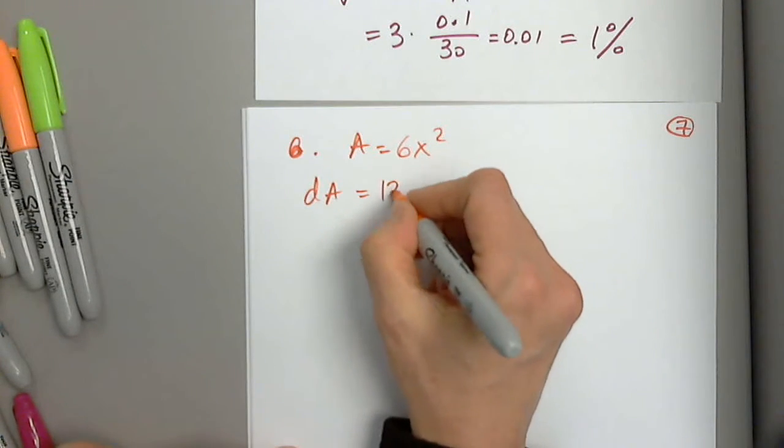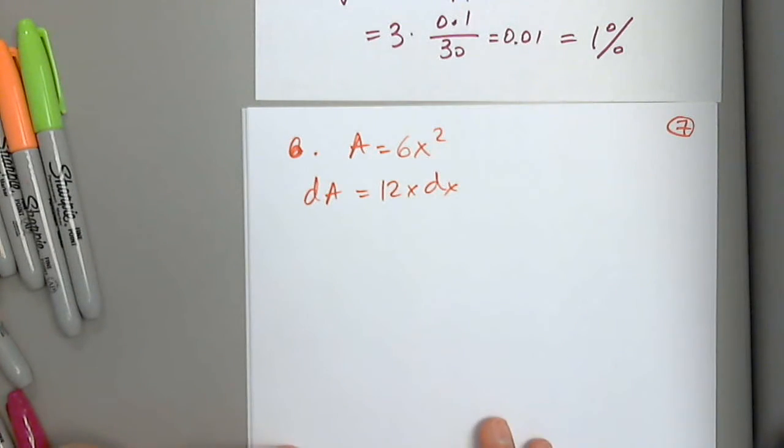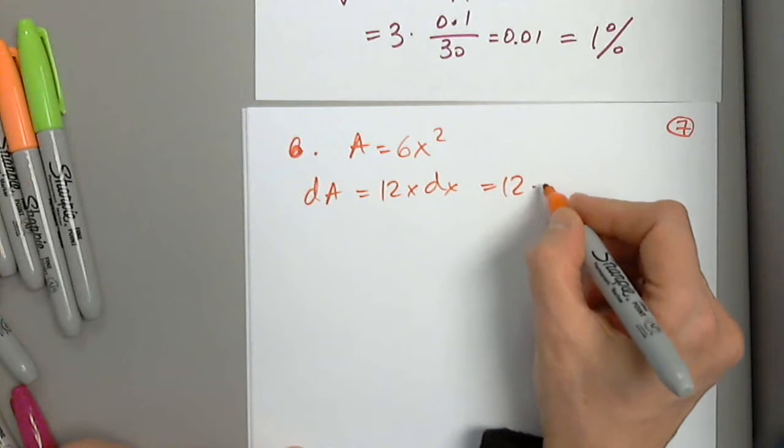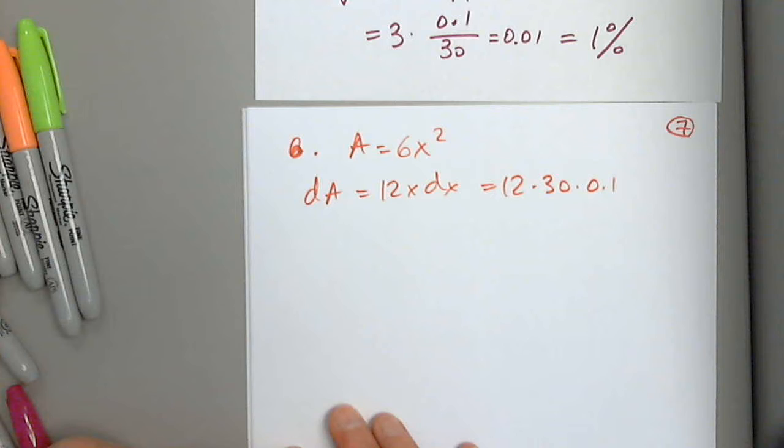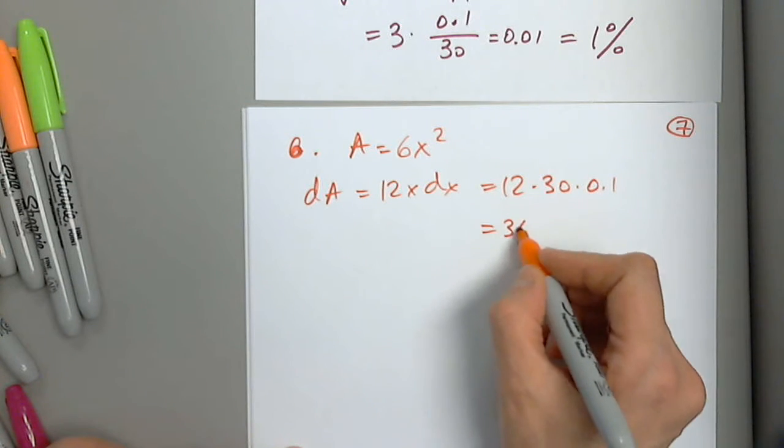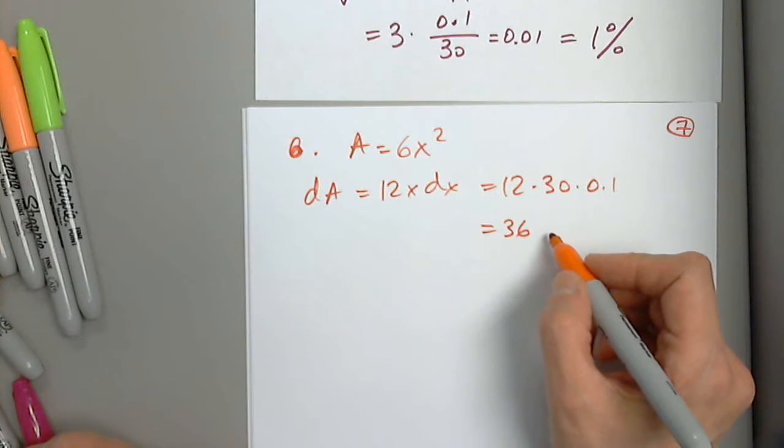So this would be 12x dx. All we have to do is punch in 12 times 30 and times 0.1. So that is 36. Measurement unit, please.